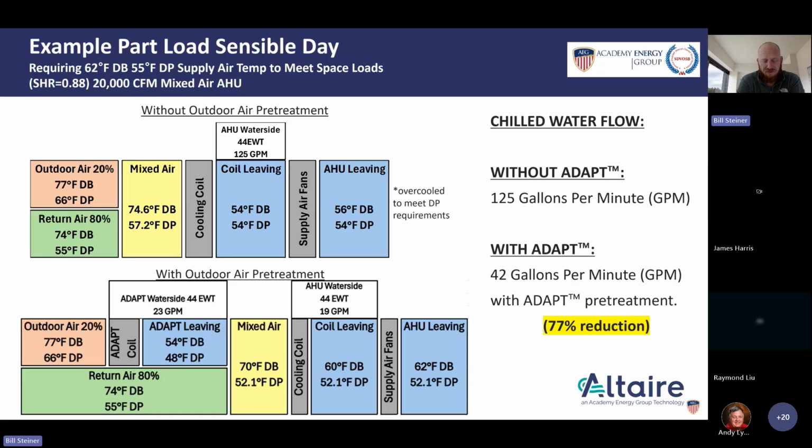So what does this mean from an energy and water consumption savings? Okay, now we're looking at 125 gallons per minute when we're not pre-treating versus 42 gallons per minute when we do pre-treat. Again, reasons are the same as we've already explained, but especially on a part load day, it's a very powerful way to reduce chilled water consumption.